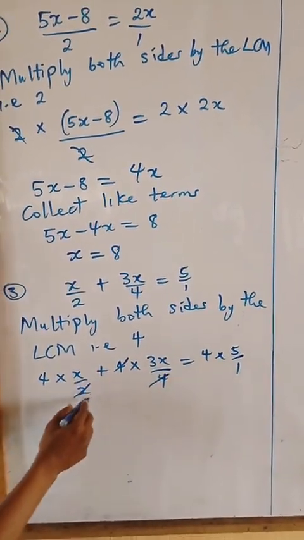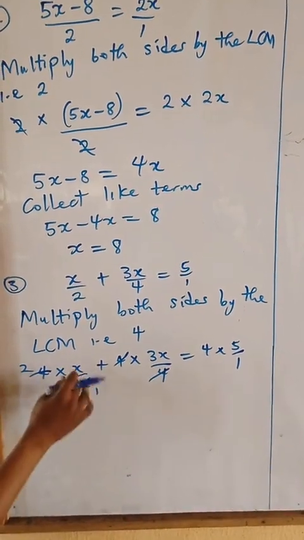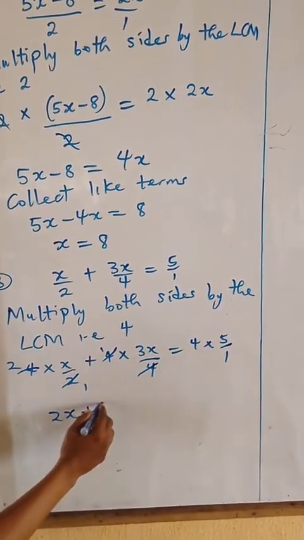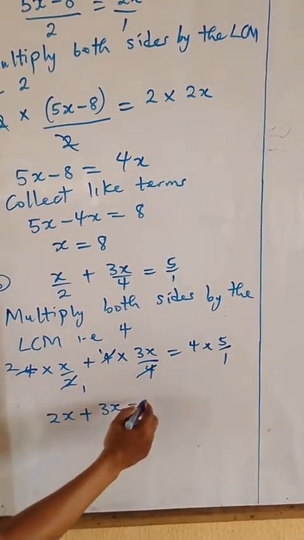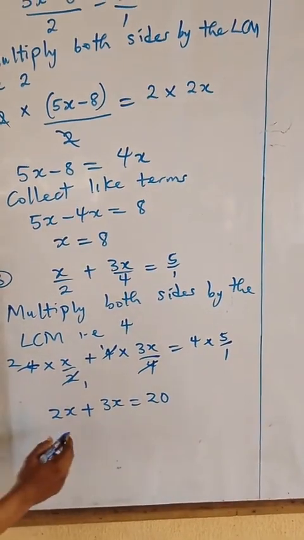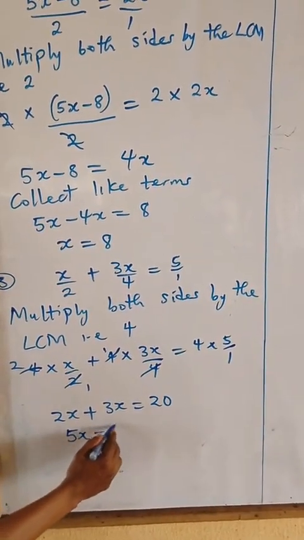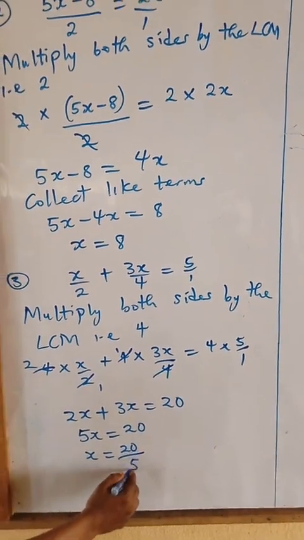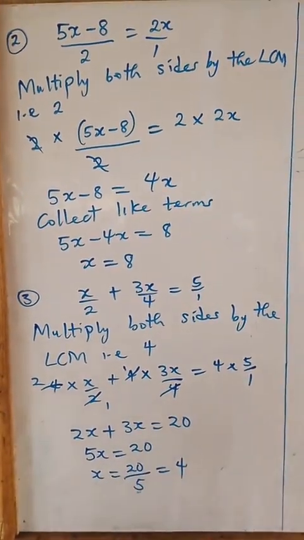4 eliminates 4 here, 2 here 1, 2 here 2. 2 times s will give us 2s, plus 1 times 3s will give us 3s. Then 4 times 5 will give us 20. We are going to have 2s plus 3s, which will give us 5s is equal to 20. And s is equal to 20 over 5, which will give us 4.